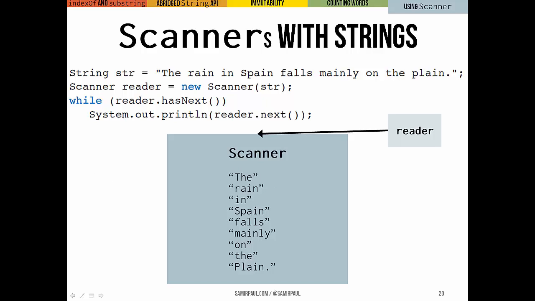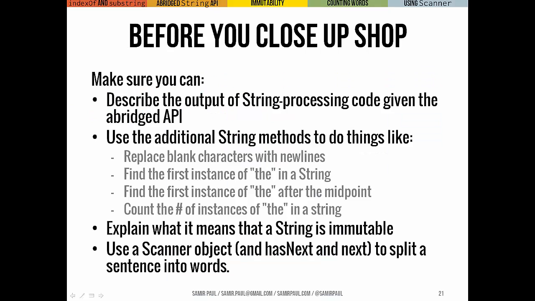That's a lot simpler than the code we just wrote. Okay, the scanner handles all the tedious, annoying stuff, skipping multiple spaces between words and all the annoying corner cases that made the example we just looked at with those nested loops so complicated. Awesome. Okay, so before you close up shop, here are the big things.